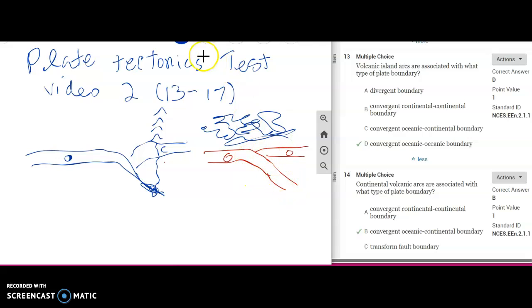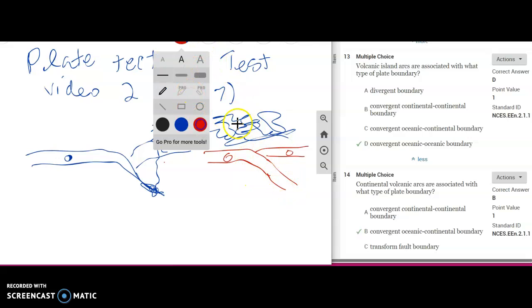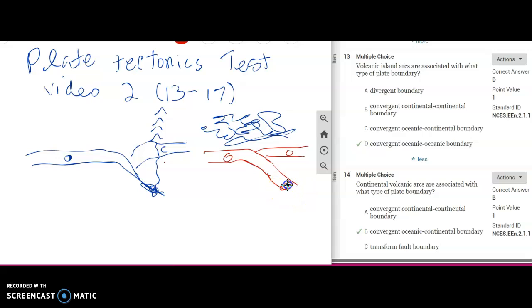Now down here you get subduction. Your subduction melts, remember. This melts, comes up this way, and you get a volcano, but it's on an island. Volcano, volcano, volcano. It's an island because it's in water. So this is a volcanic island arc. Answer choice A. Would it be a divergent boundary? Well, this isn't divergent. Divergent does this. So it's not A.